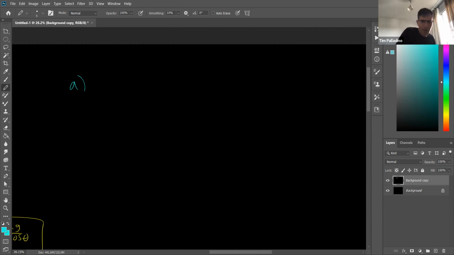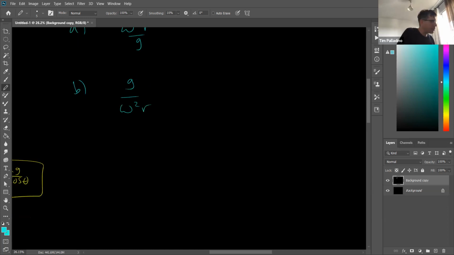So for choice A, the answer looked like omega squared over r times g. Letter B was very similar to this one: g omega squared over r. And C was omega r squared over g. And what was the last one there? D looked very similar to letter C.